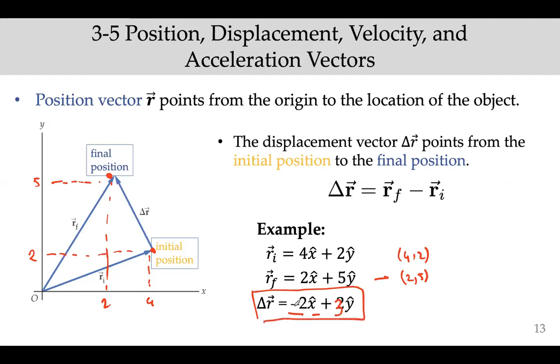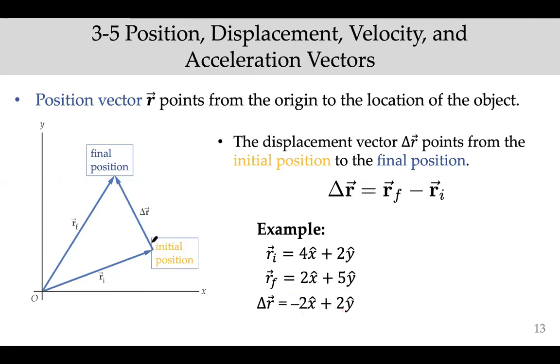Now look at the signs. Its x component is negative and y component is positive. And it makes sense, right? Look at this vector here. Its x component is pointing in the negative direction. That's why you have the negative sign here. And its y component, so this would be the y component, is pointing in the positive direction. So that's why we get a positive sign here.